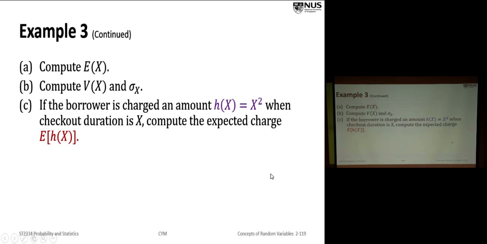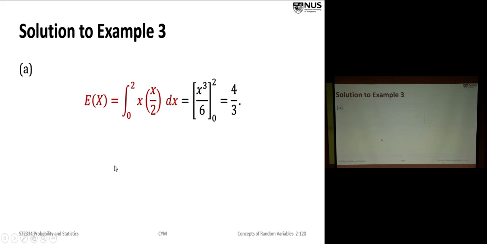So we compute expectation of x and variance of x. Part A, part B are straightforward, so you can do it. Now, we have a function of x, which is x squared. This is supposed to be the amount of money that you charge for borrowing the book. So the longer you check out the book, the more you have to pay because it's x squared. The longer, the bigger the x squared value is. So we are supposed to find the expected charge.